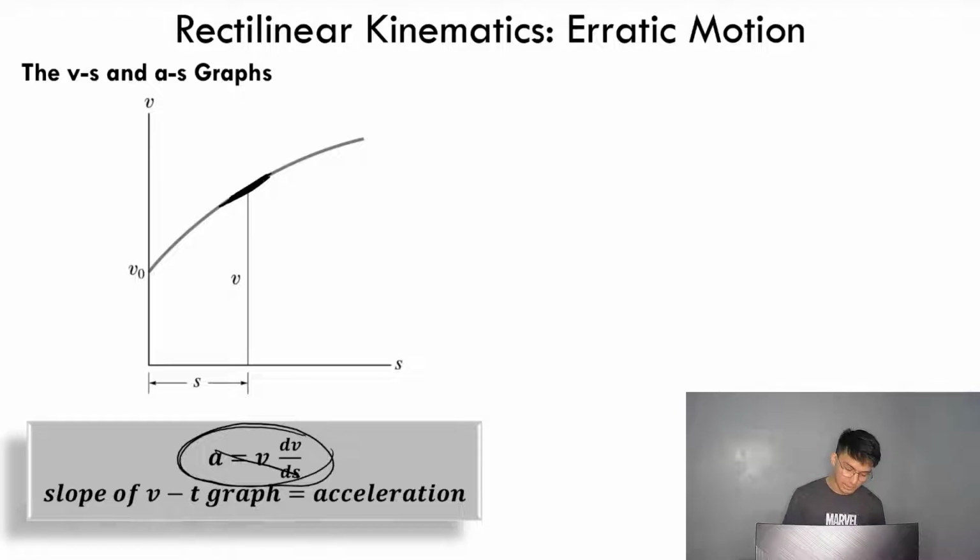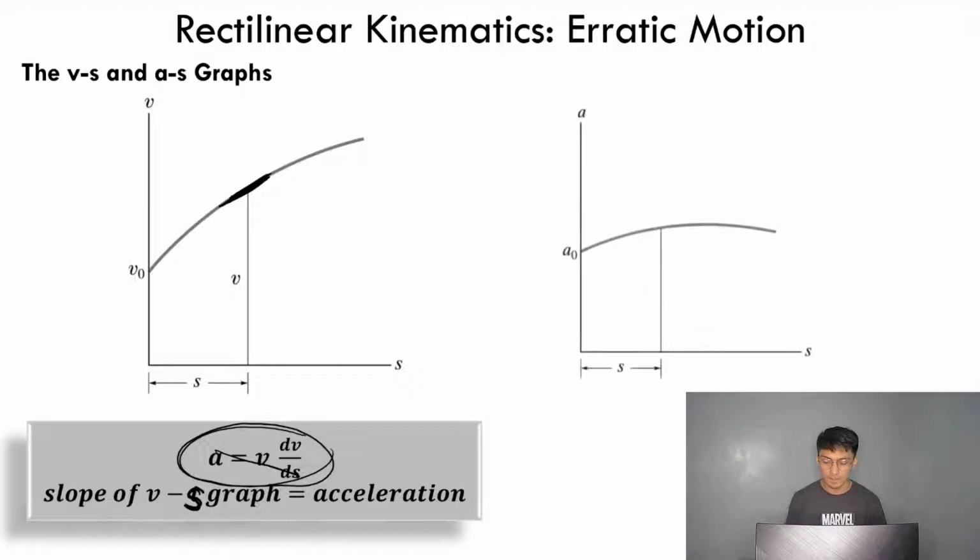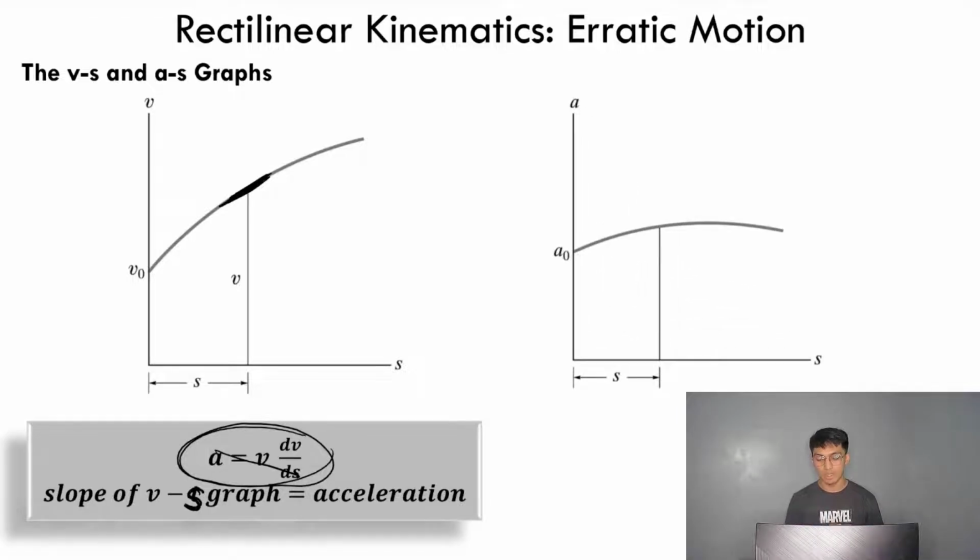Yung slope natin dito sa VS graph, this is S. VS graph is equal to the acceleration. And pag nakuha na natin yung mga values na yon ng slope or ng acceleration natin using the equation given a graph, makikreate na natin ngayon yung tinatawag natin na AS graph.